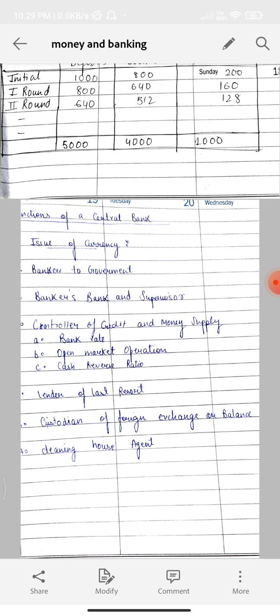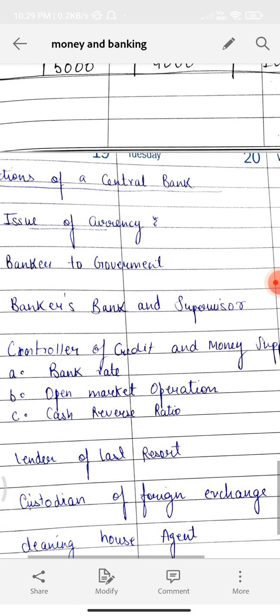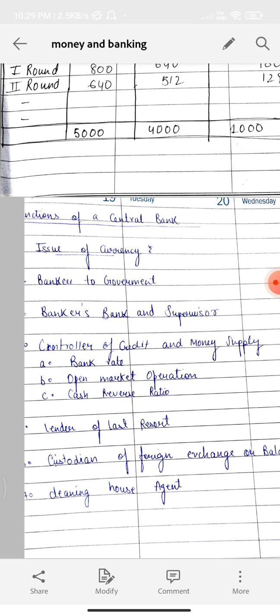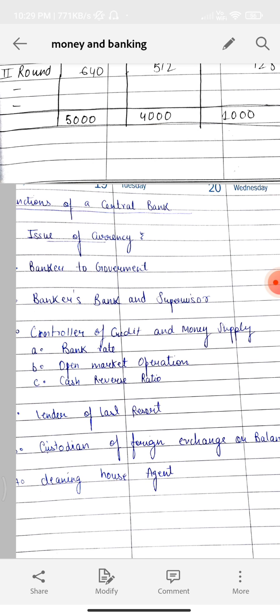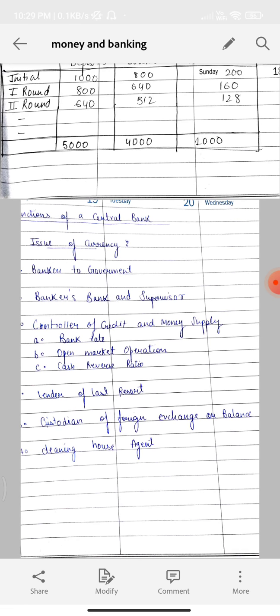Now we are going to discuss the functions of the central bank. There are a total of 7 functions of a central bank. First is issue of currency, then bankers to government, bankers' bank and supervisor, controller of credit and money supply, lender of last resort, custodian of foreign exchange or balance, and clearing house agent. So these are the 7 functions of the central bank. Now we'll discuss them in detail.